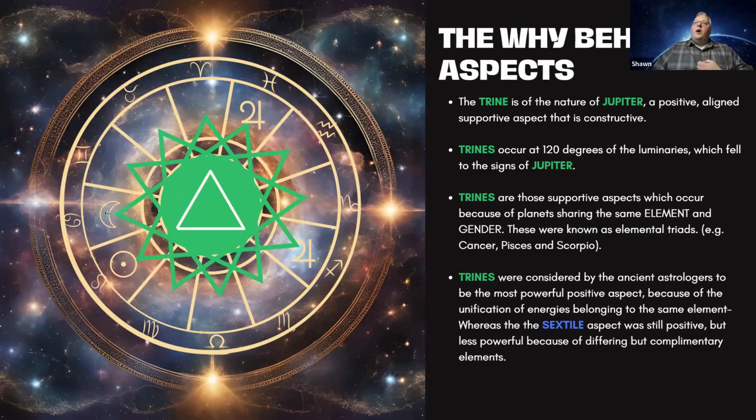So the three water signs are Cancer, Pisces, and Scorpio. There is an ease with which these water signs support each other. Then we go to the air signs, Libra, Gemini, and Aquarius. Earth signs, Virgo, Taurus, and Capricorn. Fire, Leo, Aries, and Sagittarius. Like I said, the trines for this reason were considered to be the most positive aspect because of that power of alignment between the elements and the gender of the signs.